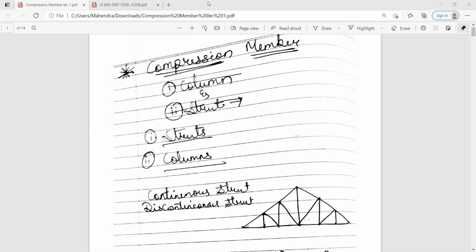So everyone can see my screen. Is my screen visible to everyone? Yes, ma'am.